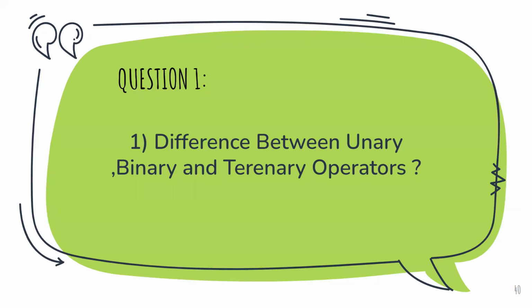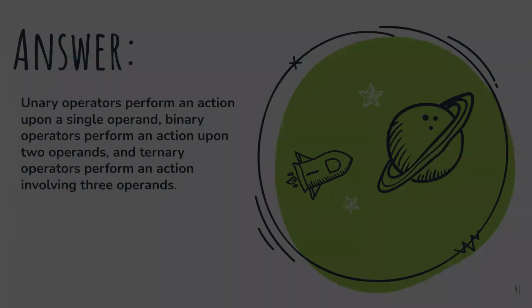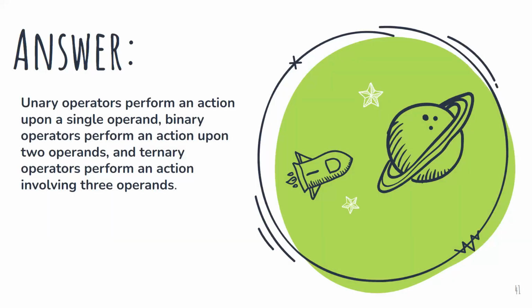So basic interview questions: what's the difference between unary, binary, and ternary operators? Unary operators are the operators which we use only on a single operand, whereas in case of binary operators, we have two operands, and in case of ternary operators, we have three operands.